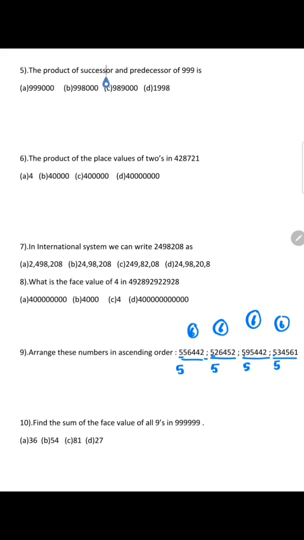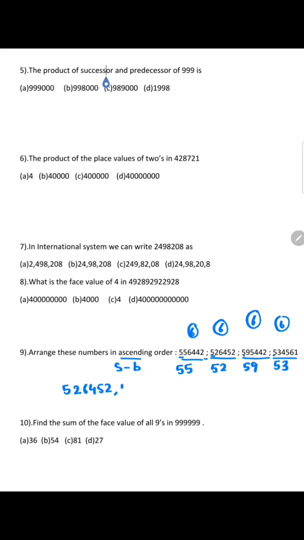What we need to do is we need to move to the next place. Here in the 10,000s place we have 5. Here we have 2. Here we have 9. Here we have 3. So according to these numbers we have to arrange them in the ascending order. Ascending order is nothing but small to big. So which is the smallest number? 5,26,452 will be the first number.